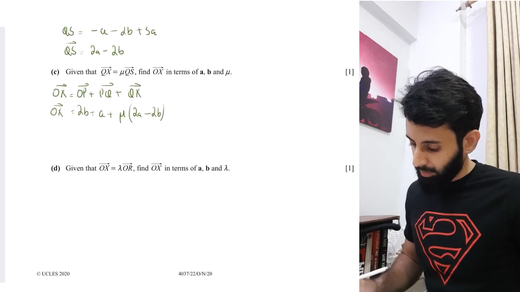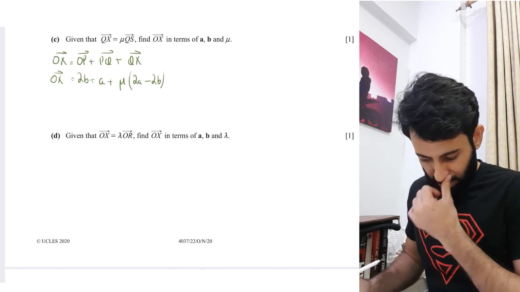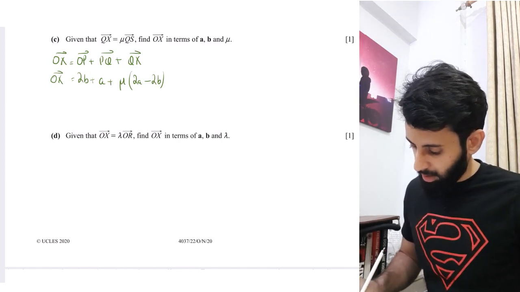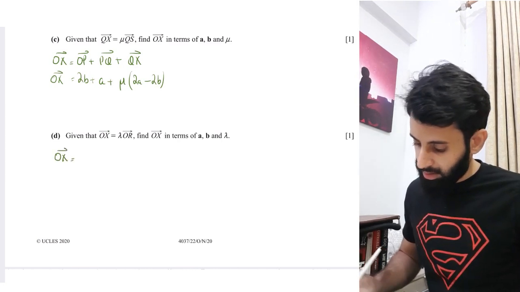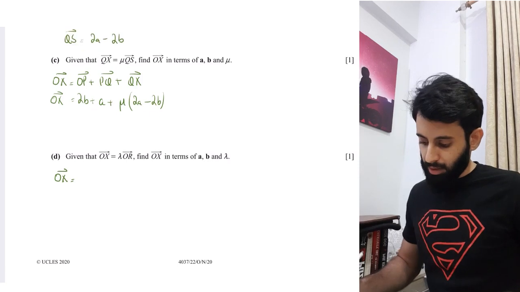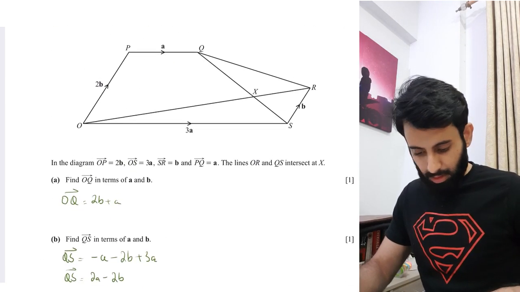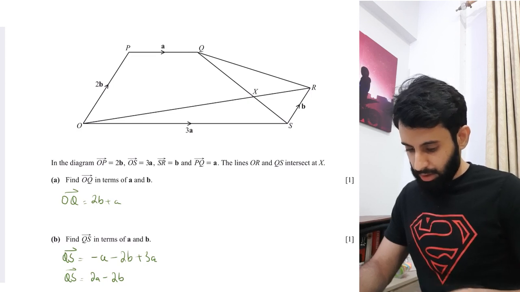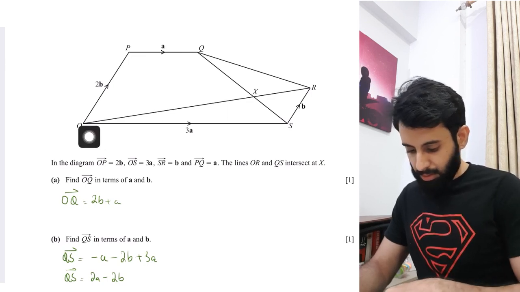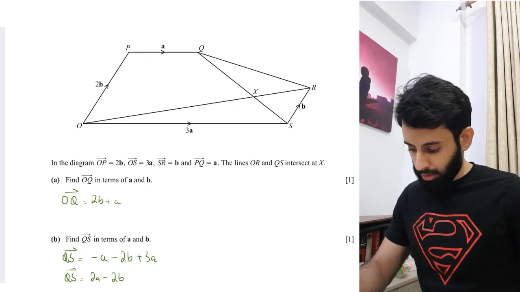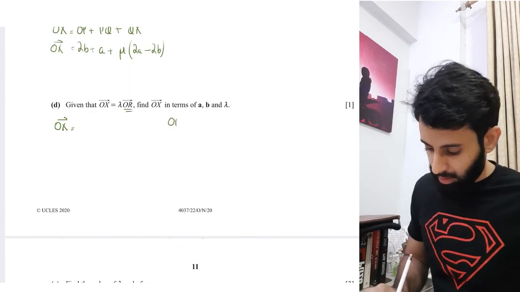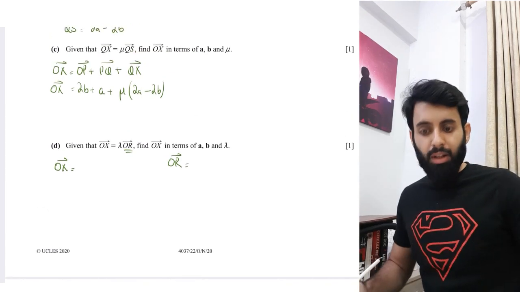Okay, and then it says, given that OX is equal to lambda times OR, find OX in terms of a and b. Okay, so this time I have to find OX, and this time I have to use lambda. So OX is equal to lambda times OR. That shouldn't be a problem. If I can somehow get my hands on OR, all I have to do is multiply it by lambda, and we'll have our OX.